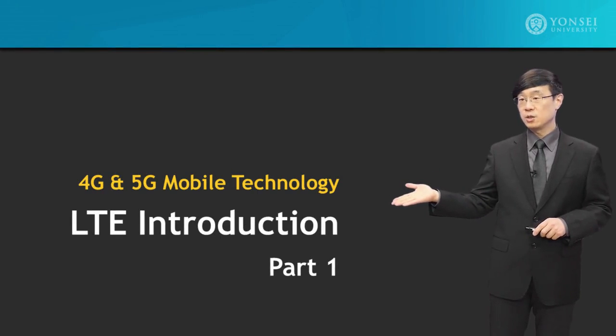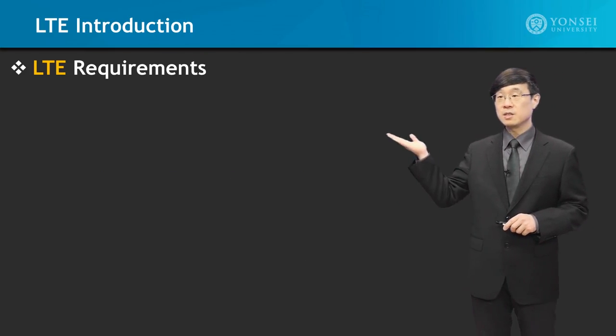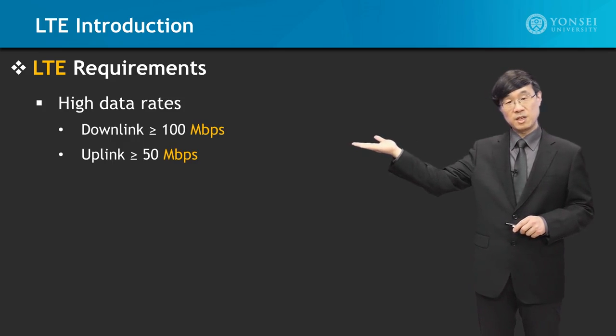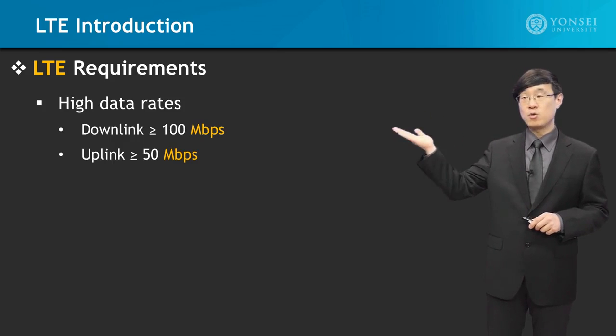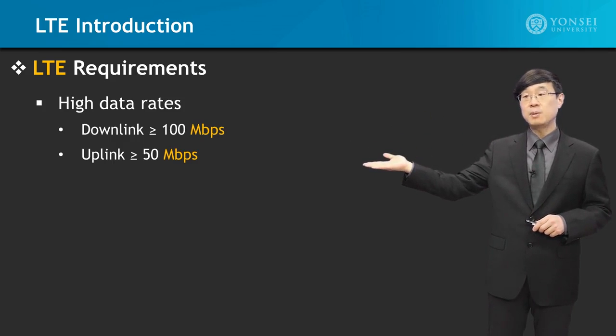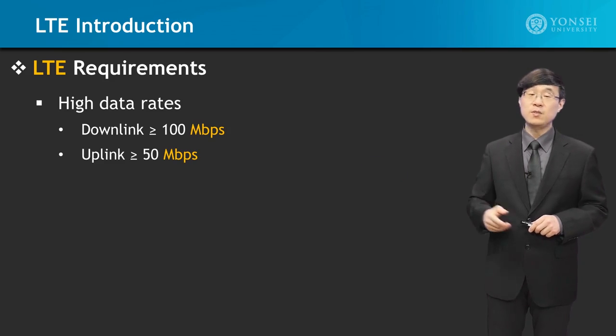We will now look into LTE introduction, where LTE stands for long-term evolution. First, the requirements, which are based on the data rates. The downlink data rate target is 100 megabits per second, and the uplink data rate target is 50 megabits per second.